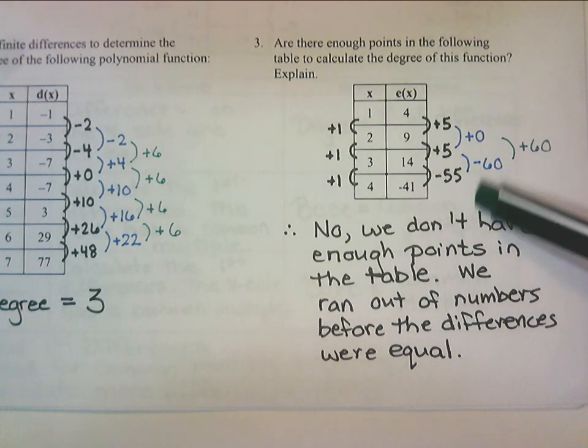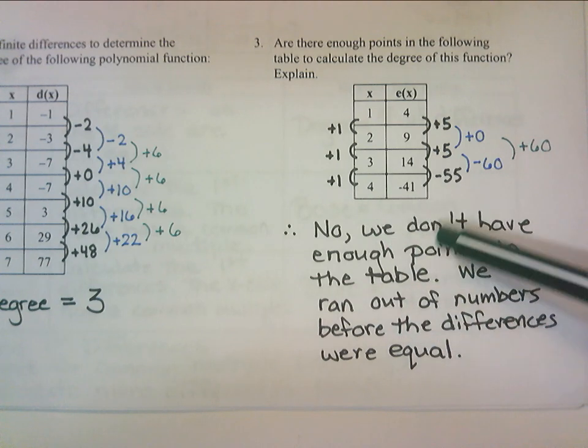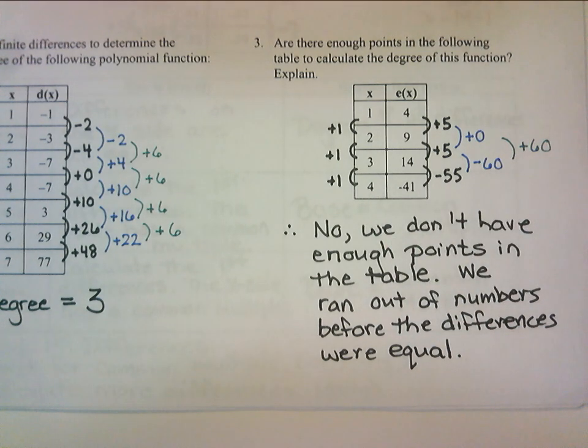So what has happened here is that I really need to have more points to be able to figure out what the degree is. So I said, no, we don't have enough points in the table. We ran out of numbers before the differences were equal.